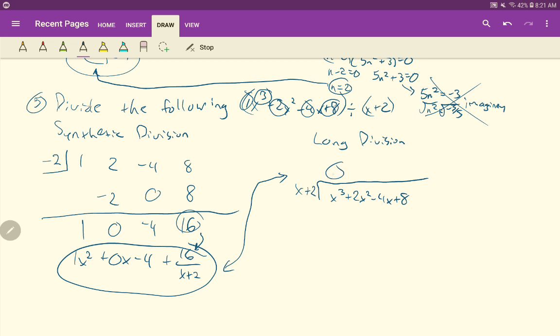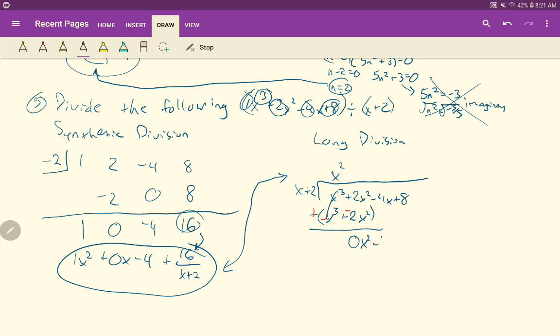Again, we want to think what times x gives us x to the third. So the answer is we would multiply by x squared. X squared times the x gives us x to the third. X squared times 2 gives us 2x squared. Okay, so we'll subtract that quantity. And again, I don't like subtracting, so I will add the opposites, which those cancel, and we're left here with a 0x squared.